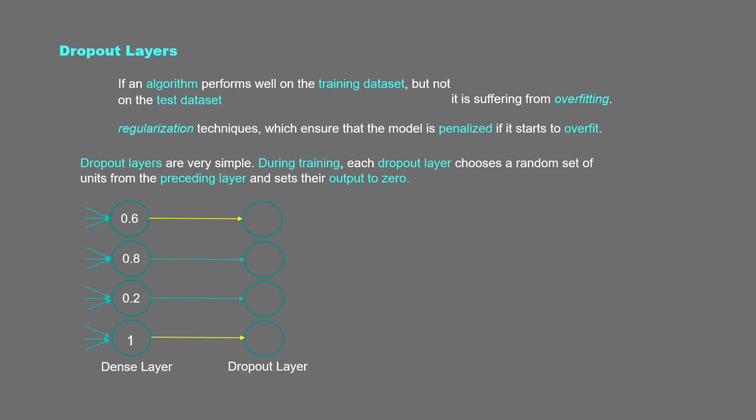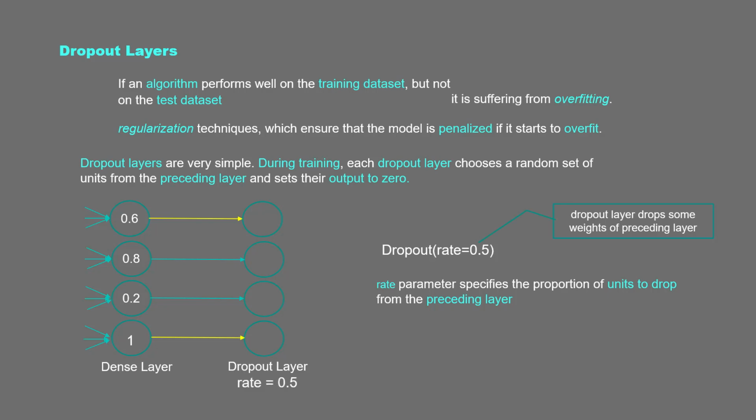Using Keras, the dropout layer is used with the rate parameter. This parameter specifies the proportion of units to drop from the preceding layer. For example, if rate is equal to 0.5, it means the dropout layer randomly drops half of the units of the preceding layer.